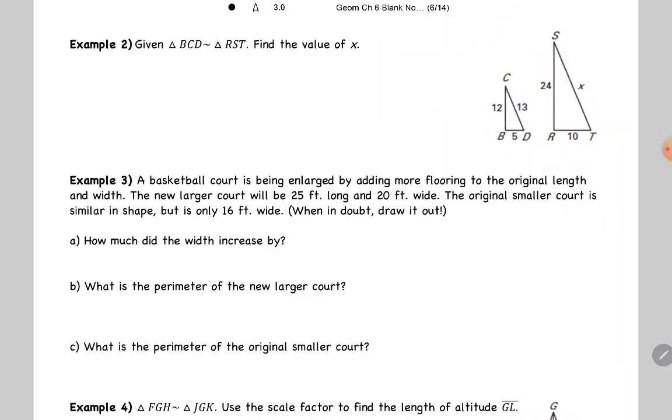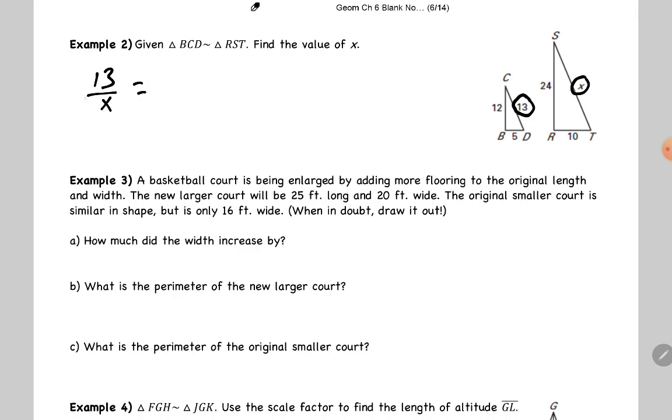Given BCD is similar to RST, find the value of x. Okay, we know that these triangles are similar. So I'm going to use ratios here. The long side of the small triangle is 13, and the long side of the big triangle is x. So I'm going to say 13 over x. That's going to be equal to the ratio of one of the other sides. You can choose the left side or the bottom, it doesn't matter which, as long as you keep the numbers right.